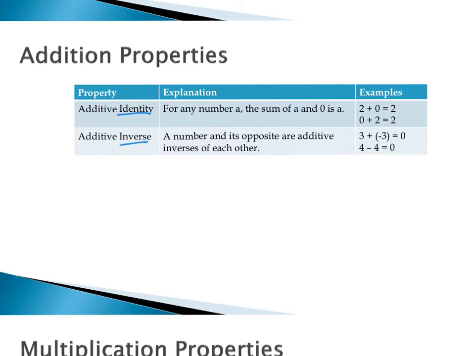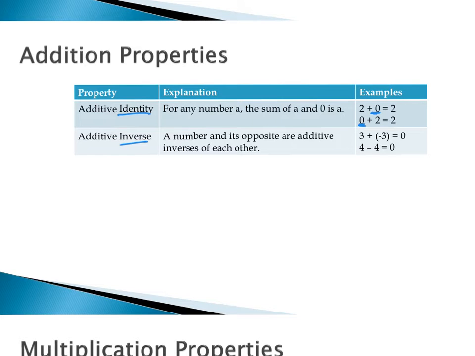So the additive identity is when any number, when added to 0, equals itself. Okay, the example has 2. 2 plus 0 equals 2, or 0 plus 2 equals 2. The big thing here is this plus 0 thing. It is saying that any number added to 0 is itself, which is common sense. I mean, if you add 0 to something, it doesn't do anything to it.